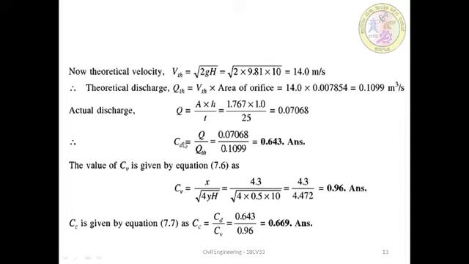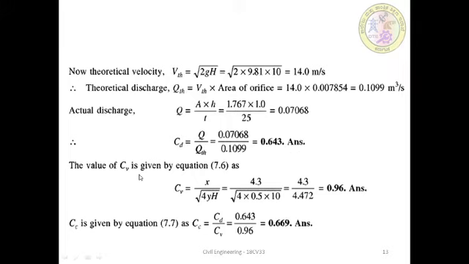Now what is CD? CD is the coefficient of discharge. Coefficient of discharge is the actual discharge to the theoretical discharge. Actual discharge is known, theoretical discharge is also known. So we get CD, the ratio of both, as 0.643.